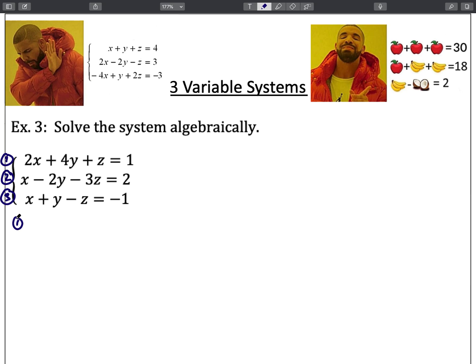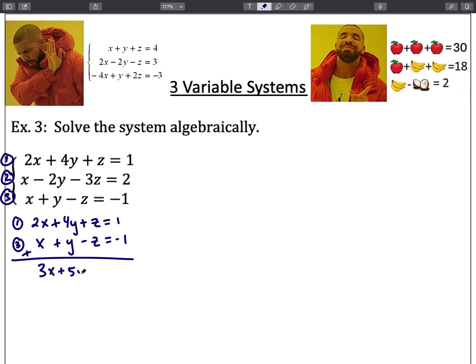So let's write it. Equation number 1, 2x plus 4y plus z is equal to 1. And then for number 3, I have x plus y minus z is equal to negative 1. So I'm going to do elimination with these. I'm going to add them together. 2x plus x is 3x. 4y plus y is 5y. And z plus negative z cancels out. On the other side, we have 1 plus negative 1, which is 0.